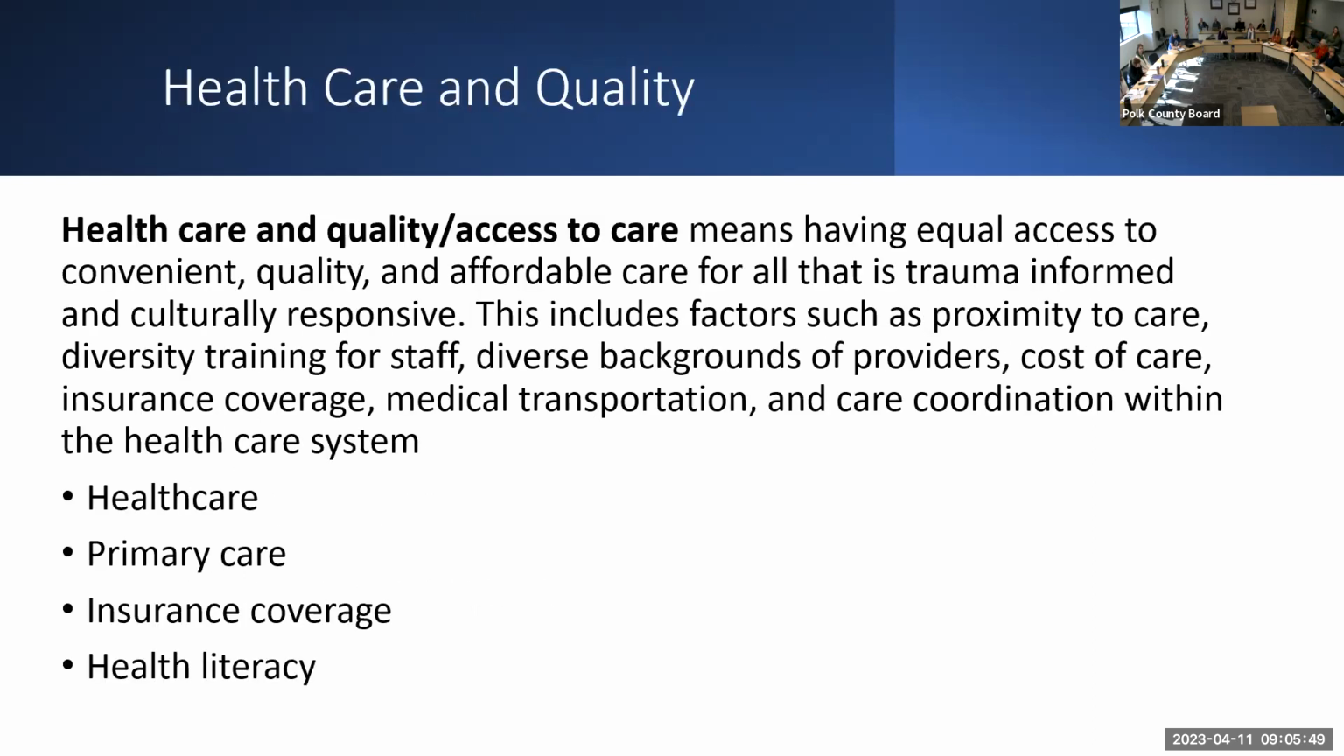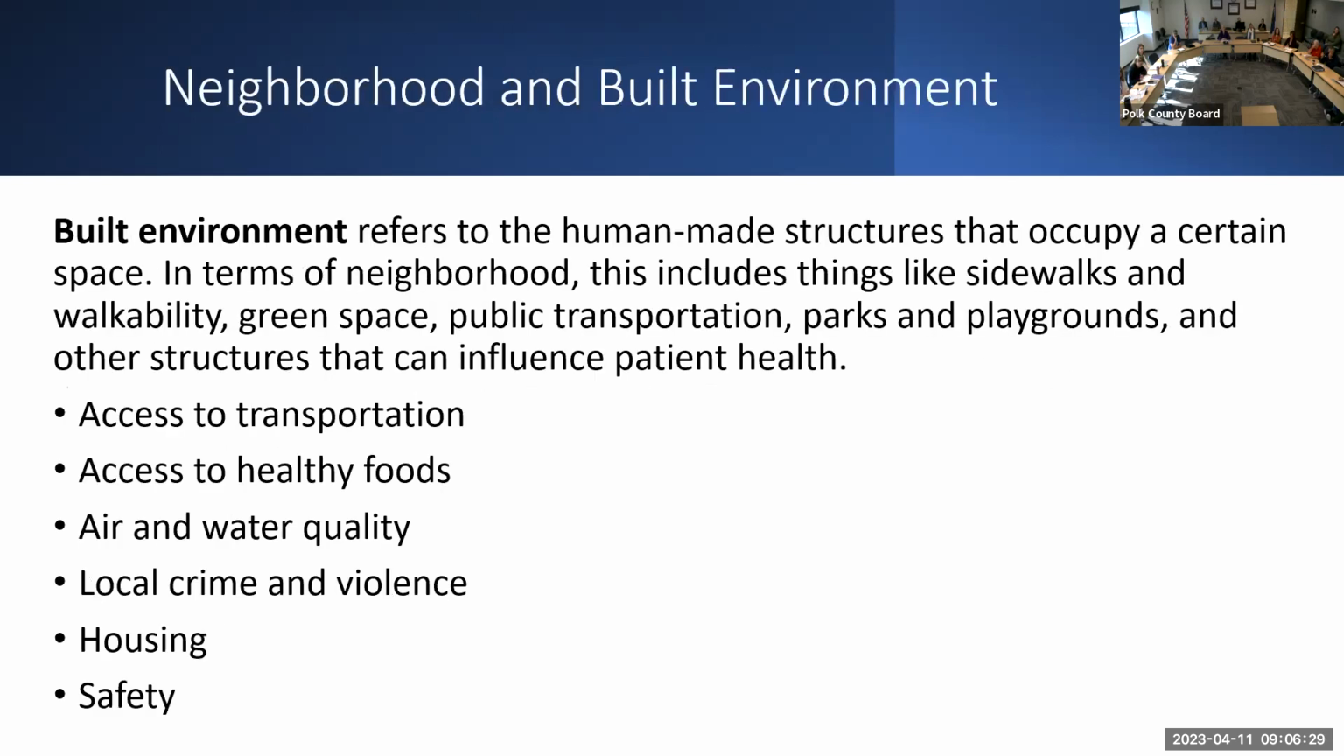Next slide, please. So we have healthcare quality and access to care. It means having equal access to convenient, quality, and affordable care for all that is trauma-informed and culturally responsive. This includes factors such as proximity to care, diversity training for staff, diverse backgrounds of providers, cost of care, insurance coverage, medical transportation, and care coordination within the healthcare system. And then we kind of listed some of the bullet points: healthcare, primary care, insurance coverage, and health literacy would all be things that impact healthcare quality and access to care.